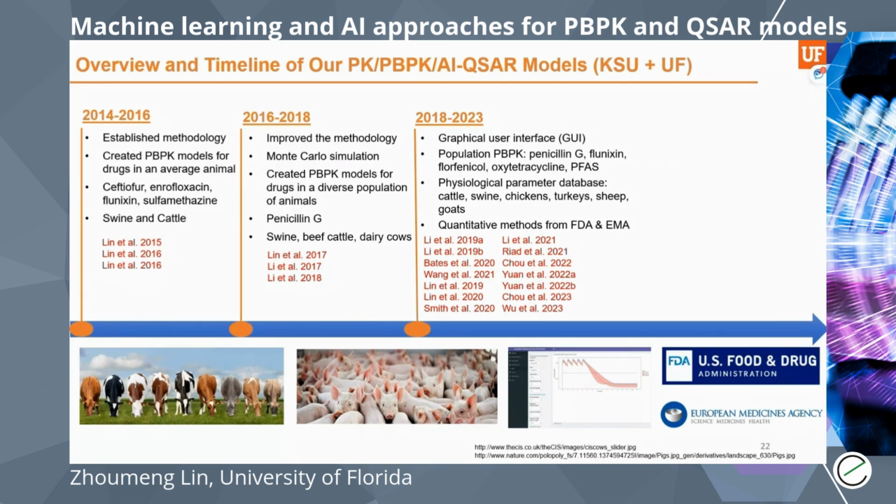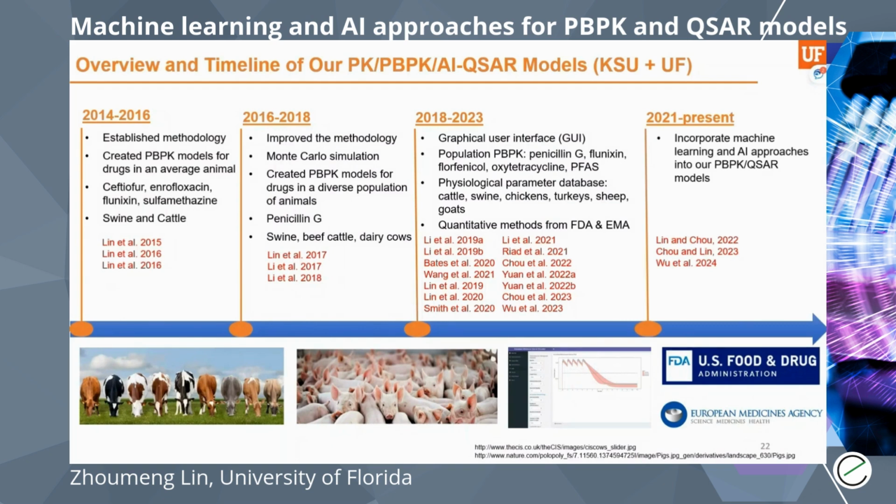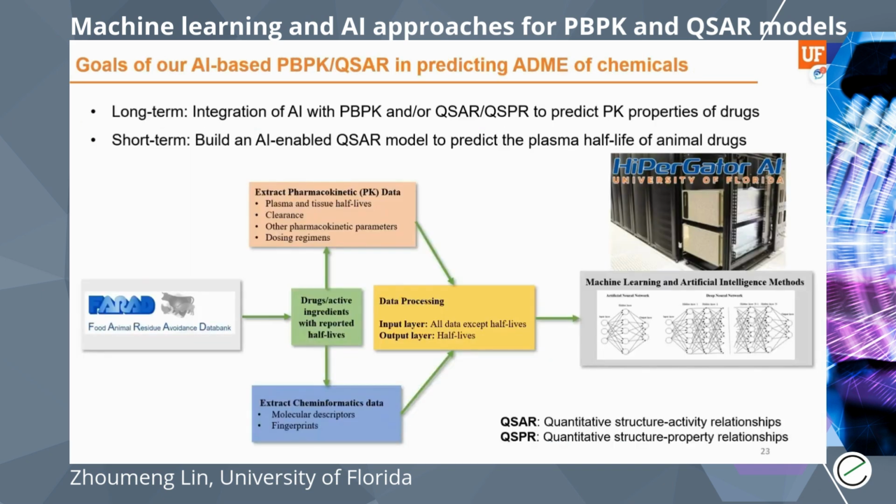Also, in recent years, we incorporated machine learning models to build more robust models, because we receive thousands of withdrawal interval requests every year, and these requests are on different drugs, different environmental chemicals, and different food-producing animal species. Developing one model for one drug is no longer fast enough to meet this food safety need. So in incorporating machine learning models, our long-term goal is to build an AI-assisted PBPK model to predict the PK properties of drugs and environmental chemicals in food-producing animals.